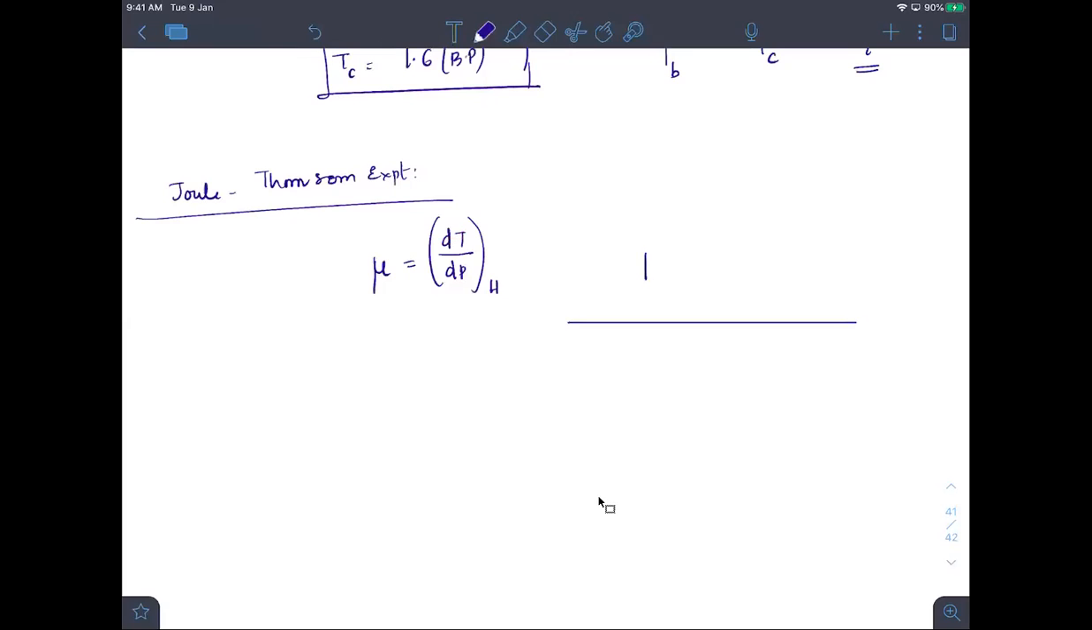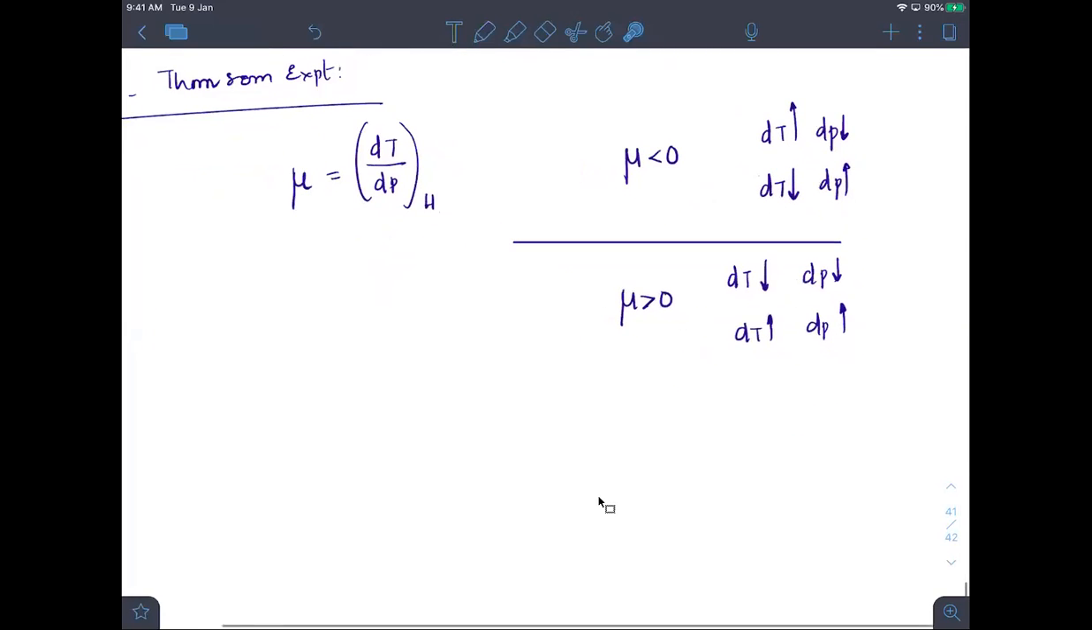if mu is coming to be greater than 0, which means if dT decreases, dP decreases, if dT increases, dP increases, and vice versa, right? If mu is less than 0, which means if dP decreases, dT is increasing, or if dP increases, dT is decreasing. This is what happens, right? Because if this mu has to be positive, both must either increase positively or decrease negatively.